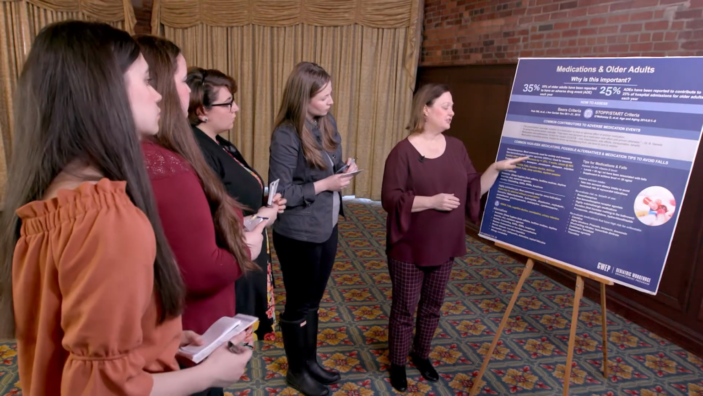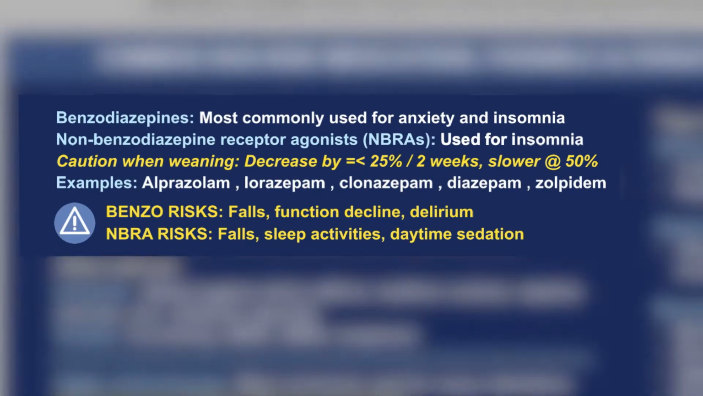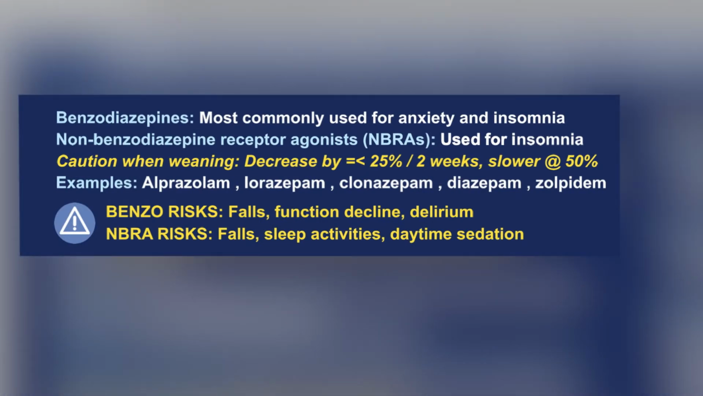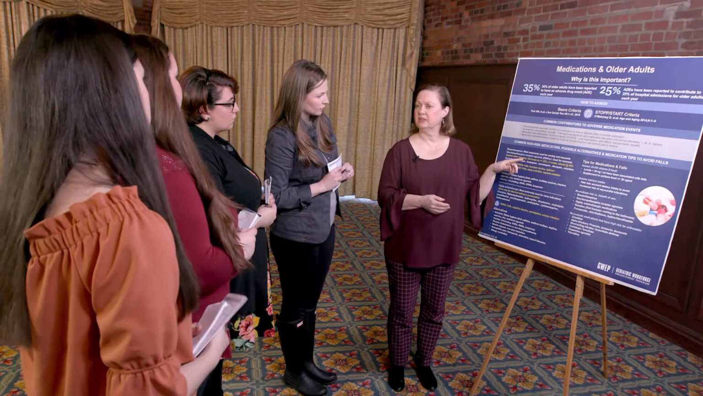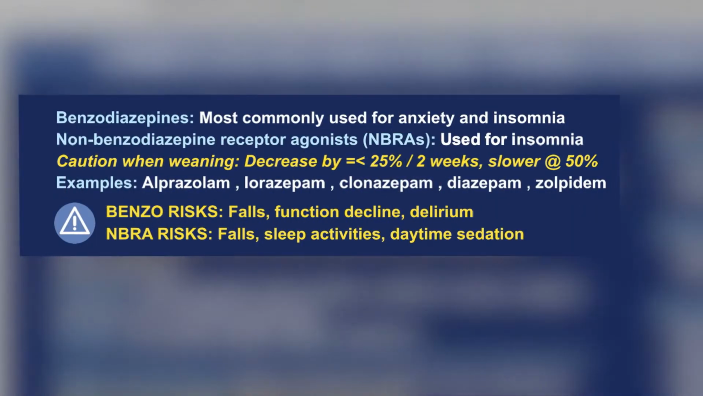We also have the non-benzodiazepine receptor agonists, and the most common medication in that class is zolpidem, or Ambien. Those medications were really developed because we thought that they would have fewer side effects than the benzos, but that didn't actually work out. We still have many of the same side effects, especially the falls. I wanted to also mention some examples of the benzodiazepines: medications like alprazolam, lorazepam, clonazepam, and diazepam. Have you seen any patients taking those types of medications? So it's important for us to try to limit the use wherever we can.